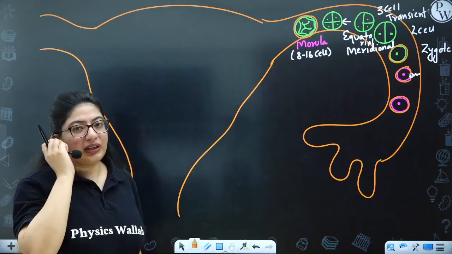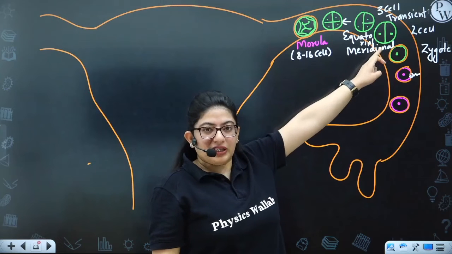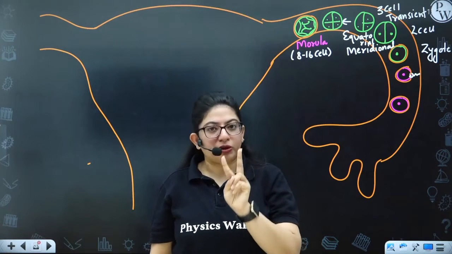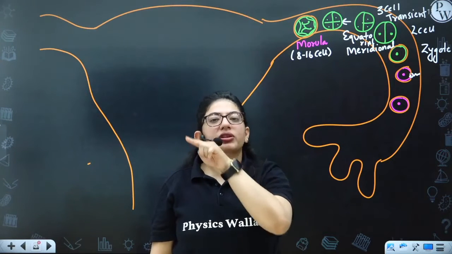Fine, I'm repeating it one more time. The zygote will undergo the first cleavage, which is vertical, that is meridional, and forms the two cell stage. Then the second division will be equatorial, which will form the three cell stage.